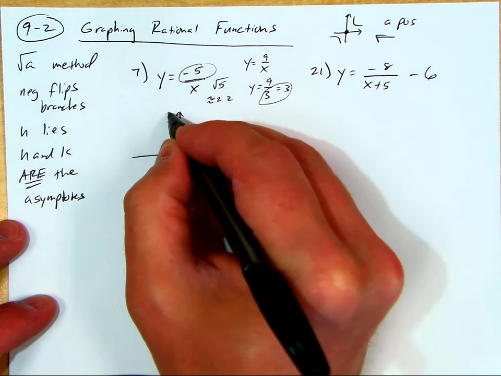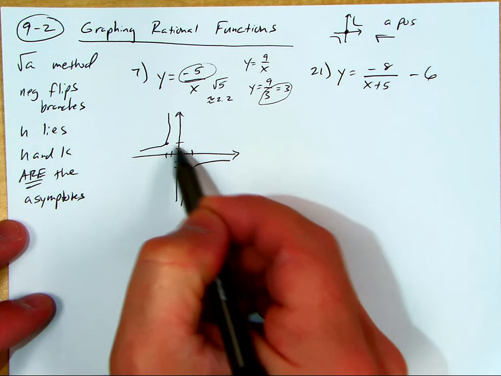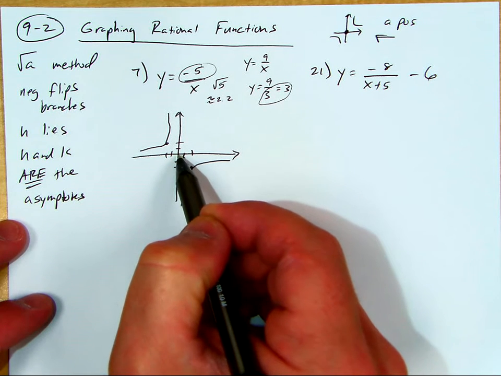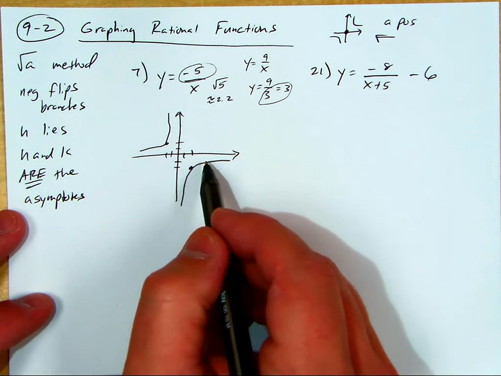Remember, the L's make a little saddle shape, hourglass, always kind of closer to the center of the asymptote like that. Now we're going to do the exact same thing on number 21, except all we're going to do is move these asymptotes. Okay?